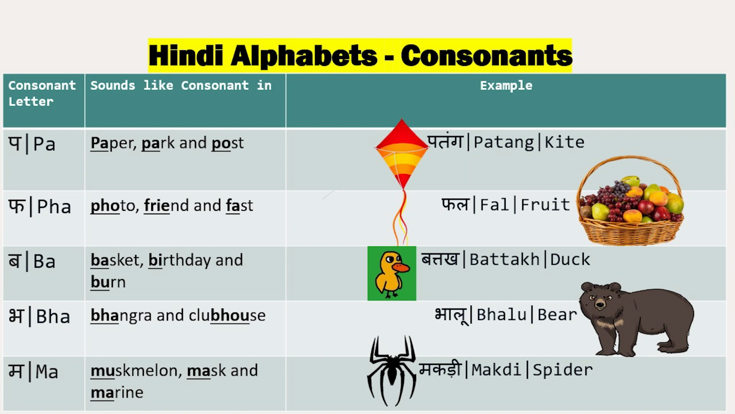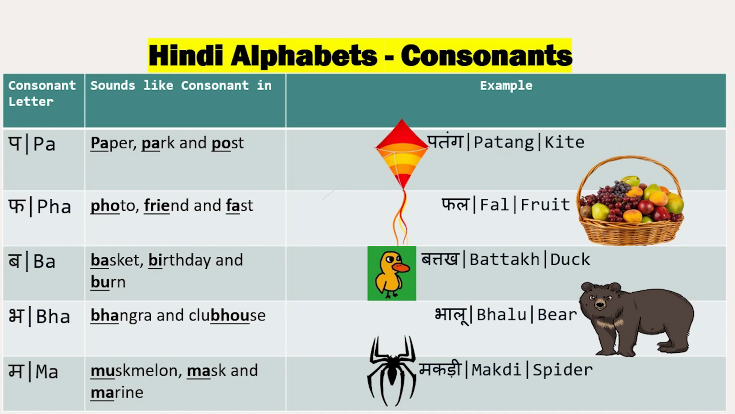Next letter b is like how you pronounce basket, birthday, and burn. The Hindi word batak, which means duck, starts with the letter b. Next letter bh is like how you pronounce the words bhangra and clubhouse. The Hindi word bhalu, which means bear, starts with the letter bh.